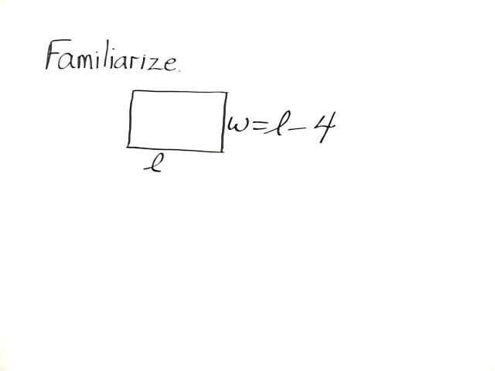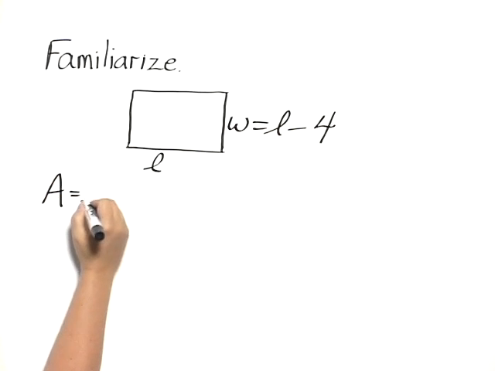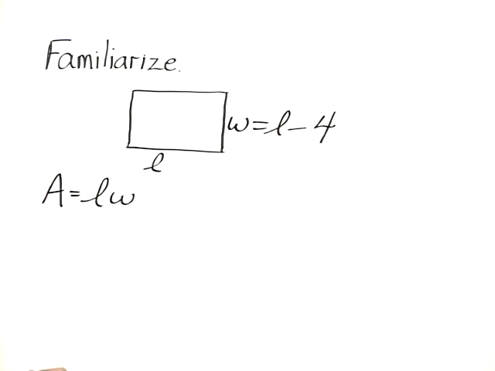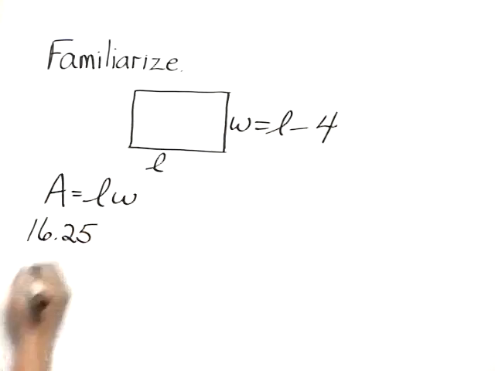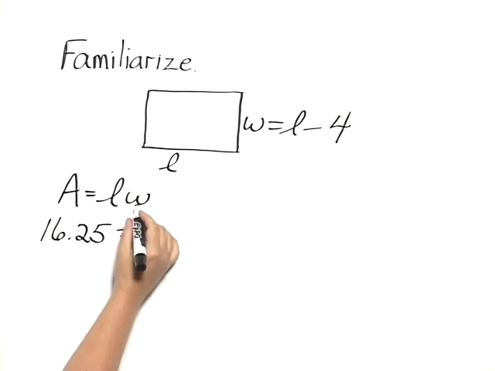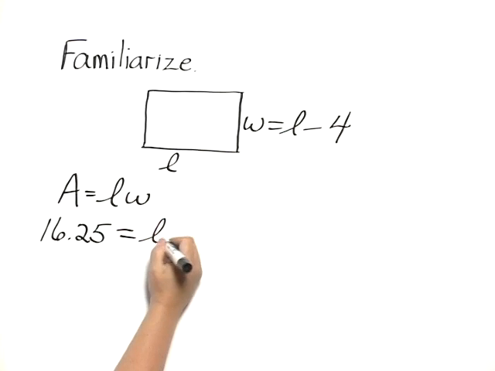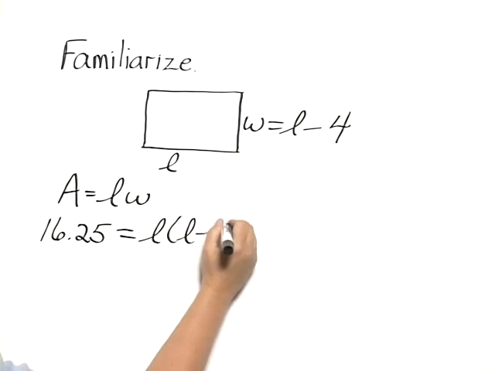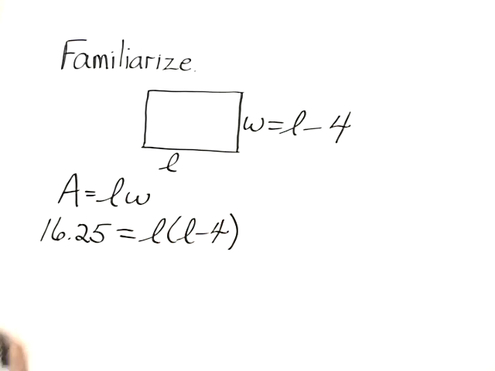And so when we go to the translate step and we write our equation, area equals length times width, we can write in for the area 16.25, since the area is 16.25 square meters. And then for the width, we can write L minus 4. So we have L times L minus 4. And this gives us an equation with one variable.